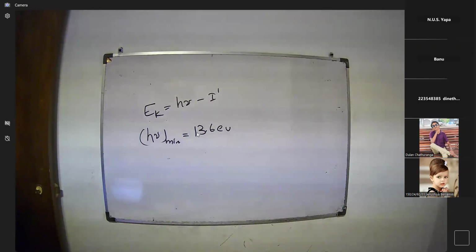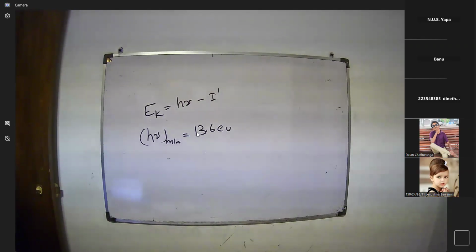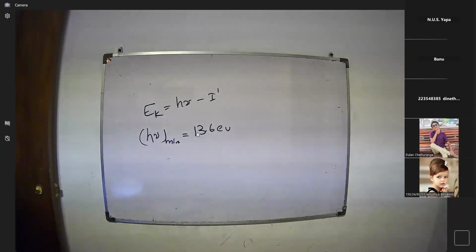So to escape the electron from the atom, we should provide energy equal to the binding energy. We have to provide the 13.6 value, right? This is also called the ionization energy or binding energy. Okay, so you can follow this one.